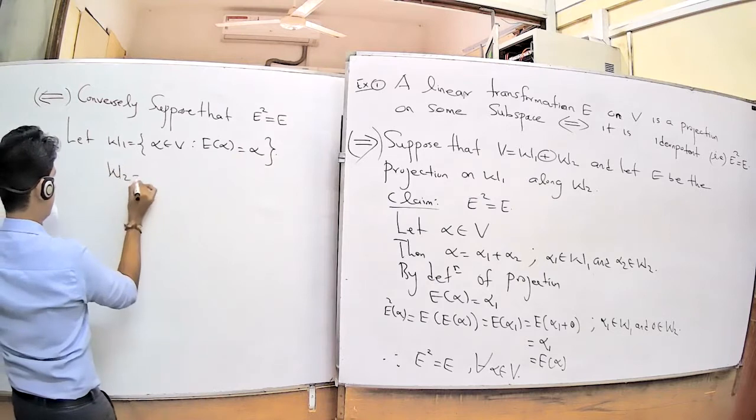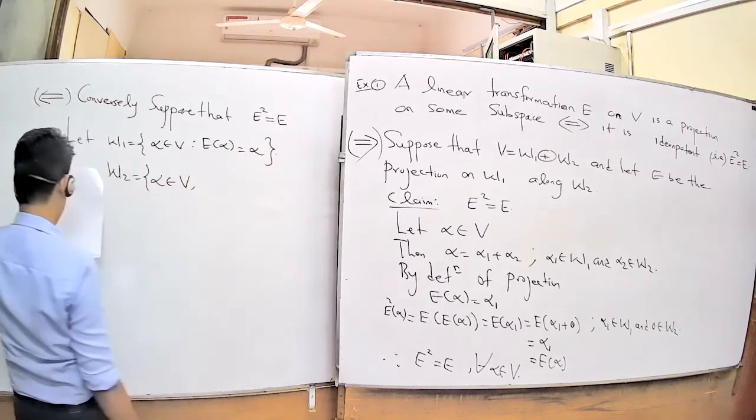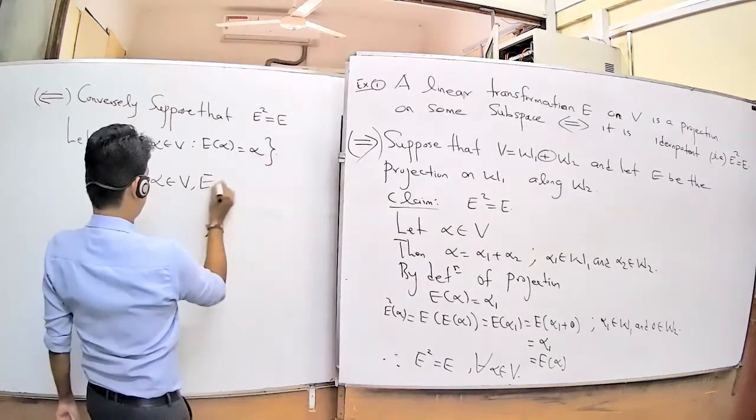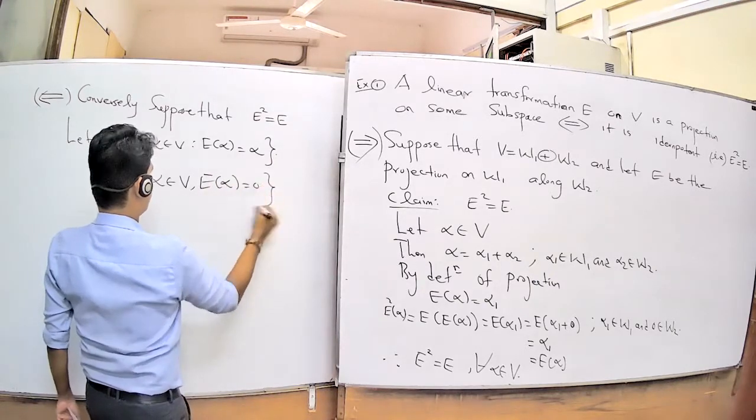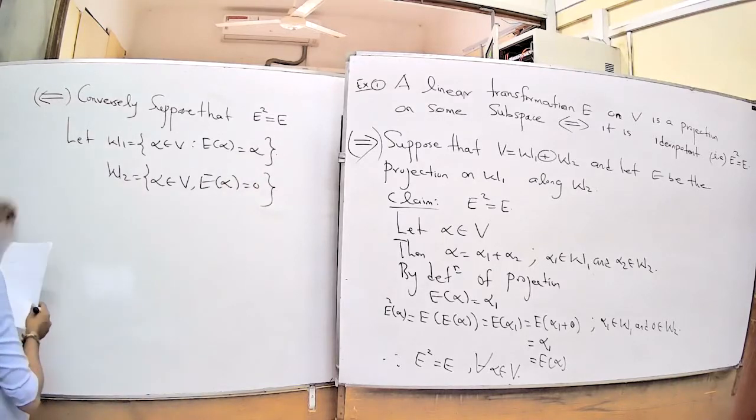W2 is another set. We define two sets. Alpha belongs to B, with E alpha equals 0. Obviously both are well defined, right?